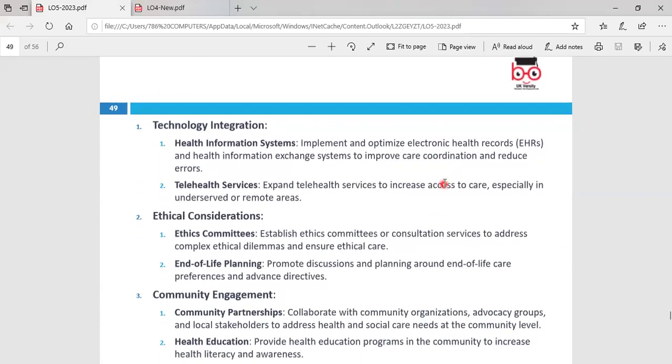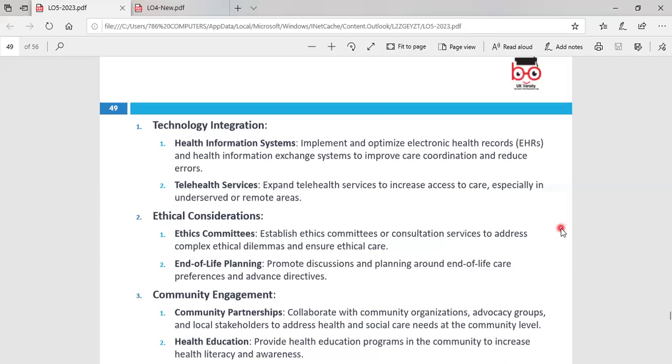Technology integration. We've talked about how important technology is, how important it is to use it in a meaningful way, because this is a resource that we cannot do without. So we have to have that also in mind. Ethical consideration. You should have ethical committees because you have ethical dilemmas happening everywhere within an organization. So how do you deal with them? There should be a separate committee just dedicated for dealing with them.